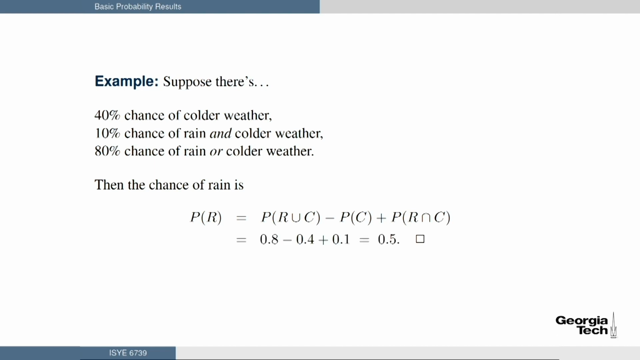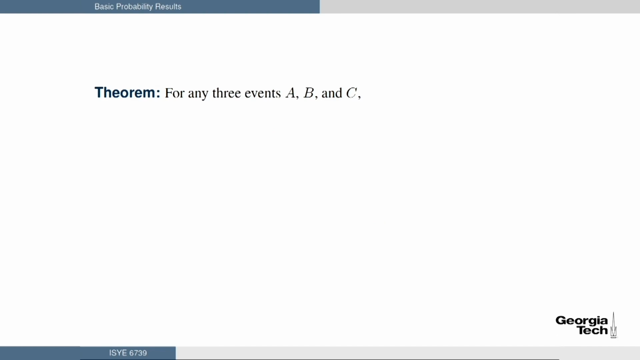Substituting in, the probability of rain or cold is 0.8, minus the probability of cold, 0.4, plus the probability of the intersection, 0.1, and I get 0.5 in all. Just a plug and chug, very easy. Now I'm going to generalize that theorem.